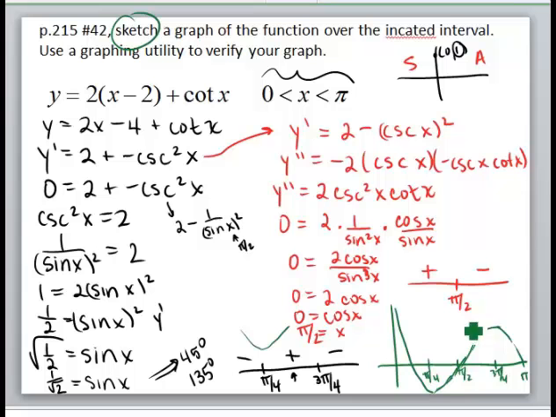Again, this is not exactly what your graphing calculator will show you. You can punch it in your graphing calculator, you'll get something similar to this, where the concavity and the increasing and decreasing are the same, but it will not be the exact graph because we never found exact points on the graph.